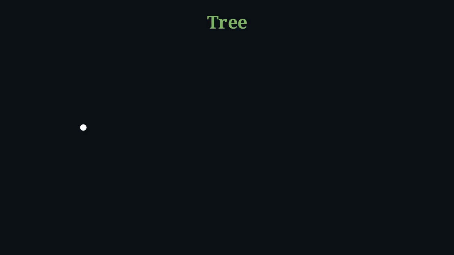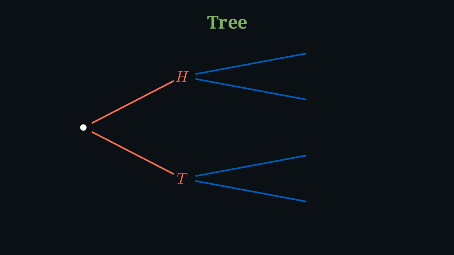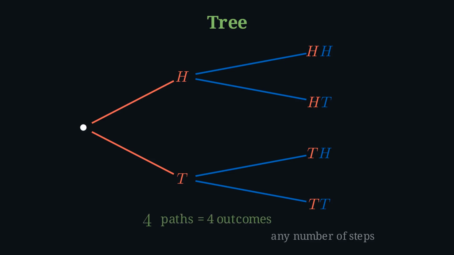Best of all, a tree. Coin 1 splits into 2 branches, heads or tails. From each branch, coin 2 splits again, heads or tails. Follow every path to its tip: heads heads, heads tails, tails heads, tails tails. 4 paths, 4 outcomes, and a tree handles any number of steps.